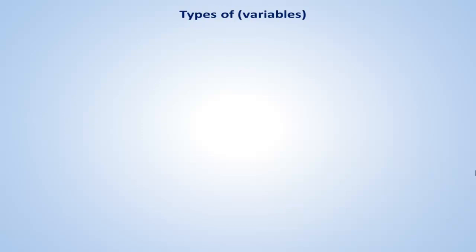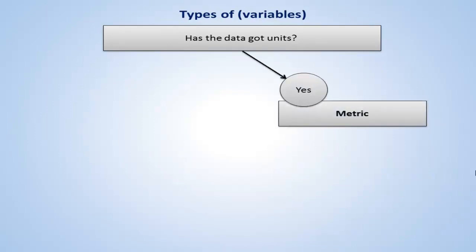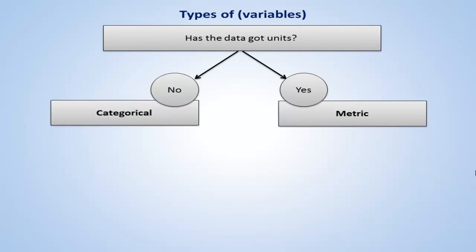So, if you would like to identify the type of variable, you first have to ask a question. Has the data got units? This includes a number of things. If yes, then it is metric data. If no, then it is categorical data.